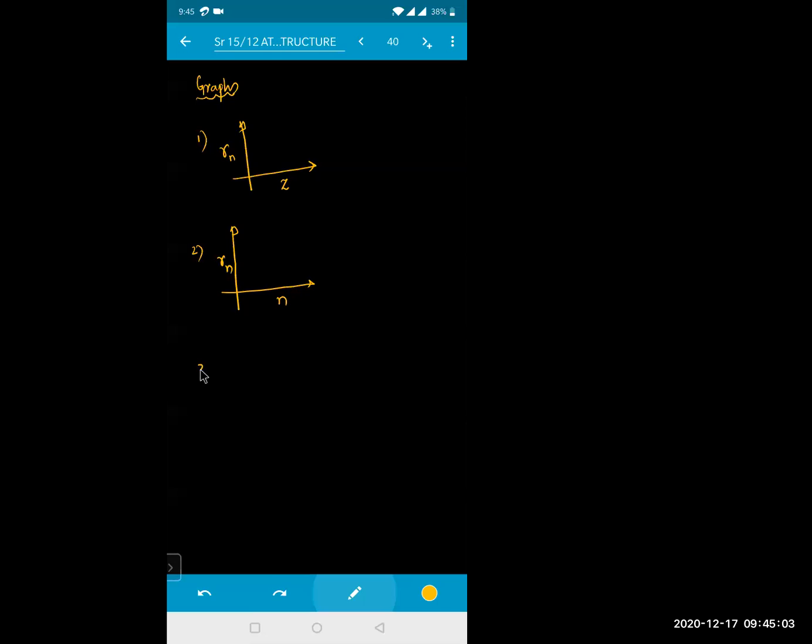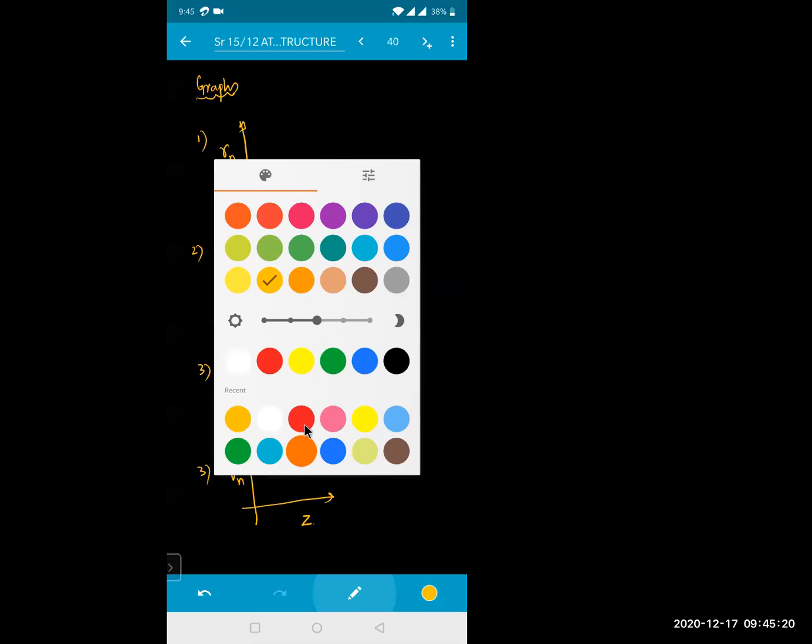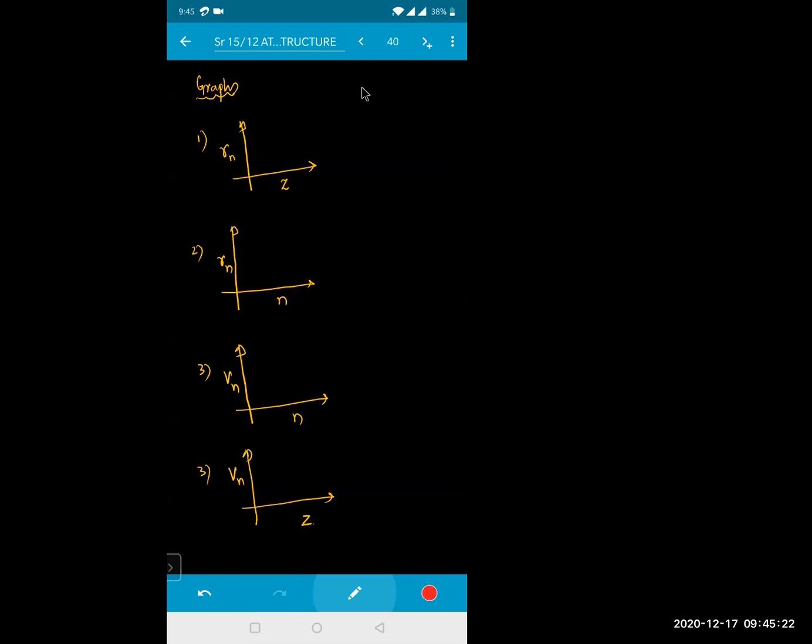Okay, same way, velocity of your nth orbit versus your n graph. Velocity of your nth orbit versus your Z. Tell me the graphs. Radius of your nth orbit is proportional to n square by Z kada, and radius of your nth orbit is inversely proportional to your mass. So this will be a rectangular hyperbola like this, and this one will be a parabola like this.